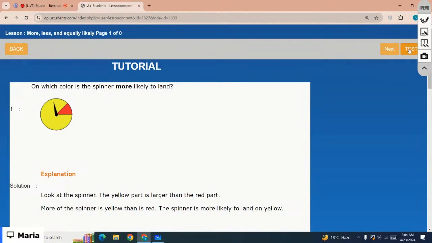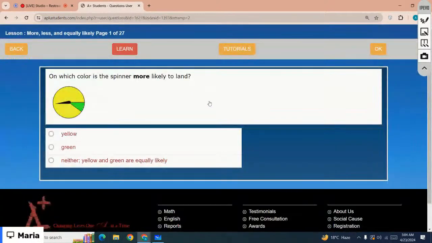Let's start with the test questions. On which color is the spinner more likely to land? Just look at the spinner. You have yellow and green here, right? Most of the portion is yellow, a very small portion is green, right? So which is the correct option? More likely to land on? Yes, because the spinner has more portion yellow than green, so it will more likely land on yellow. Got it?